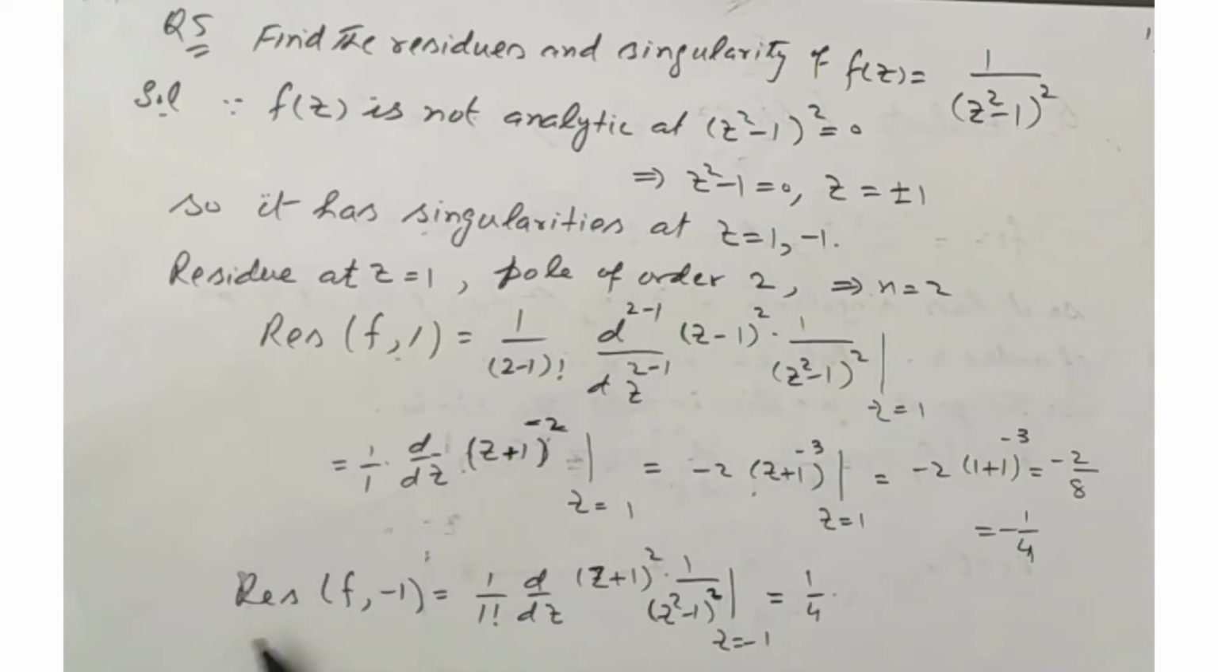Now we find the residue of the function at minus 1. So again, by using this technique, we have 1 by 1 factorial d over dz, (z plus 1) square over (z square minus 1) whole square at z equal to minus 1. So after completing these steps, we have the residue of f at minus 1 equal to 1 by 4.